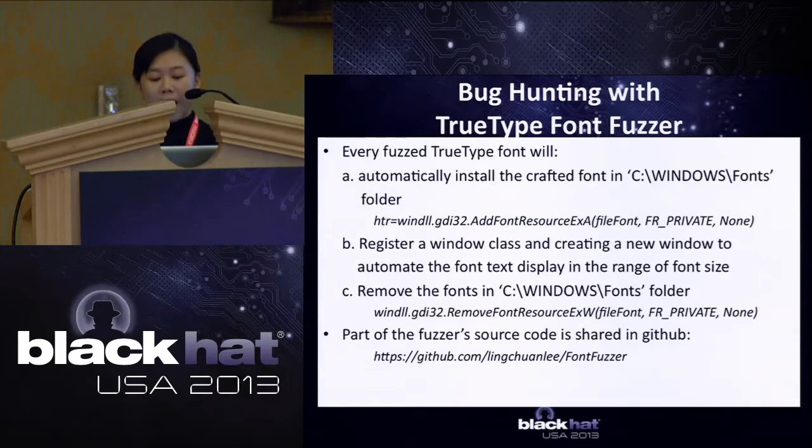To sum up the overall process of the fuzzer, there are 3 important steps. First, the font fuzzer will automate the installation of the crafted font in the C Windows Fonts folder. Secondly, the fuzzer registers a window class and creates a new window to display the font text. Lastly, it will uninstall the font from the C Windows Fonts folder.